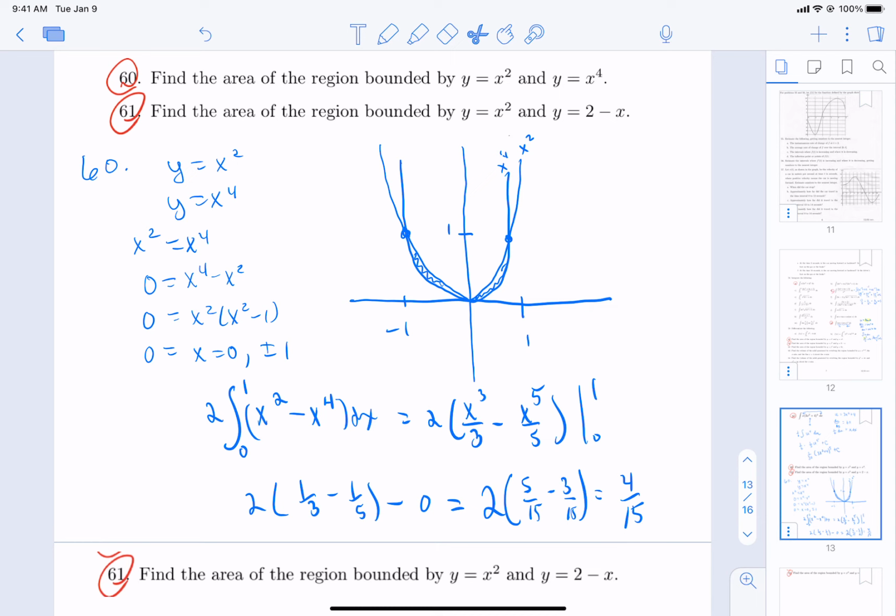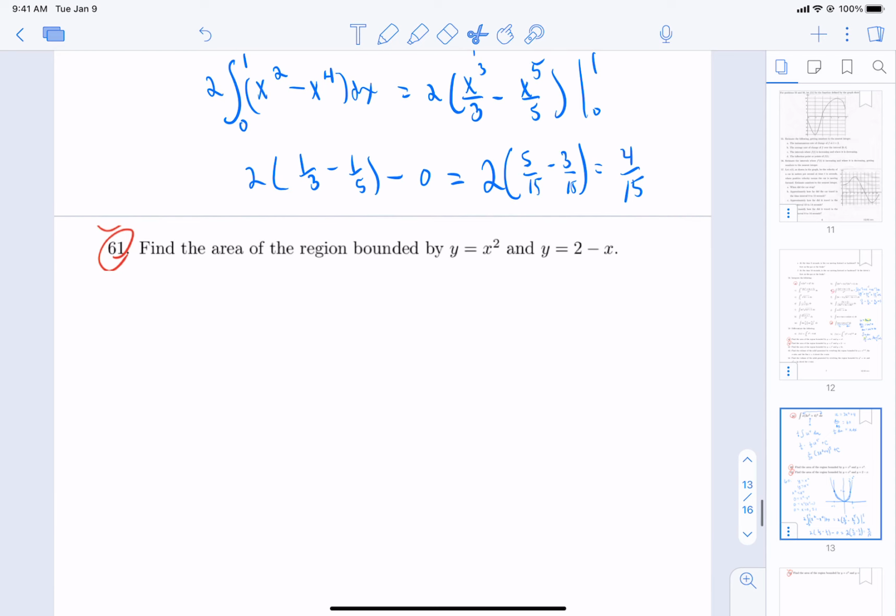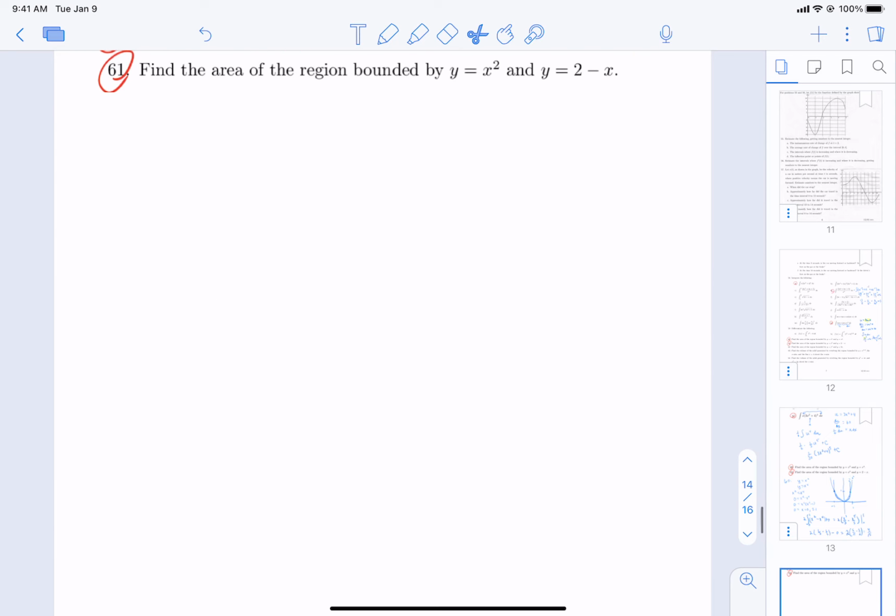Okay, let's try 61. Are you ready, Nate? All good? Okay, 61. So I know that the one is a parabola and the one is a line. But just looking at them, I'm a little unsure of where those things meet up. So the first thing I would do for this problem is, where does x squared equal 2 minus x?